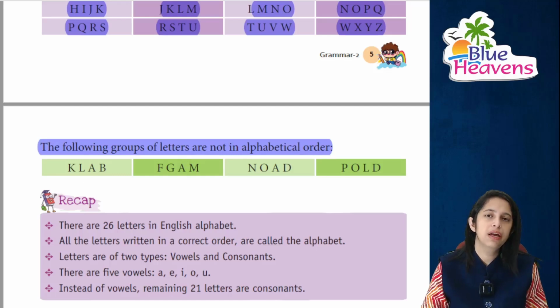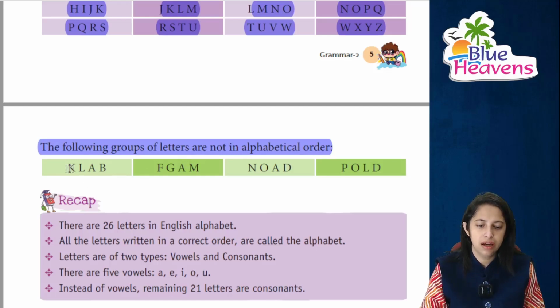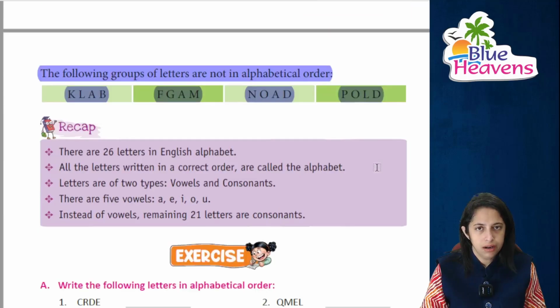आप ये जो ग्रुप हम पढ़ेंगे ये कौन से हैं? ये alphabetical order में नहीं हैं, जैसे कि K, L, A, B, right? F, G, A, M, N, O, A, D, P, O, L, D, right?